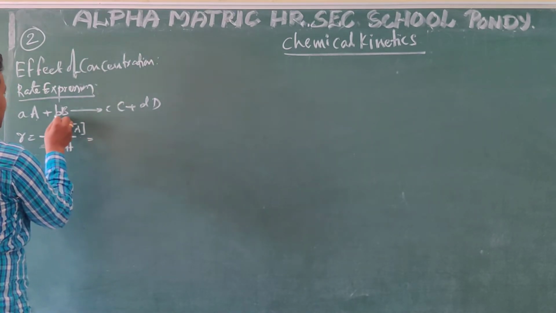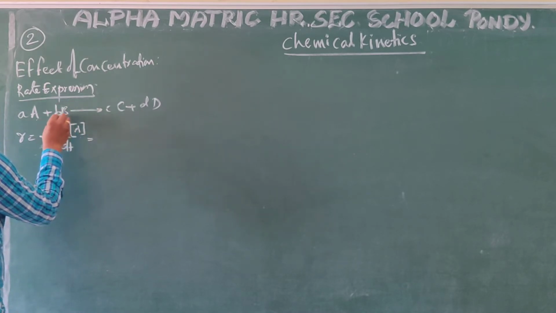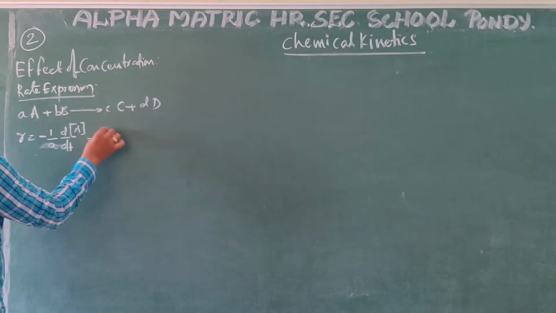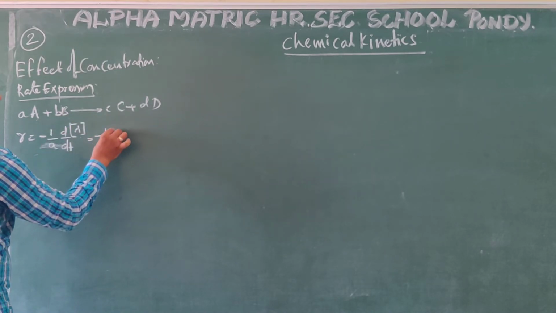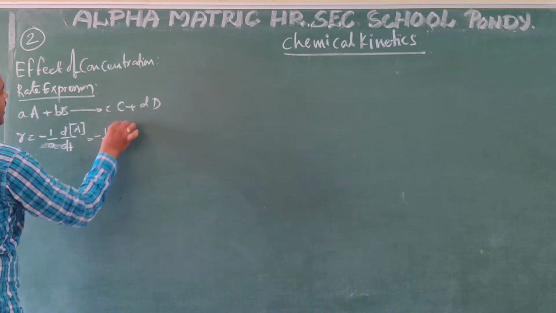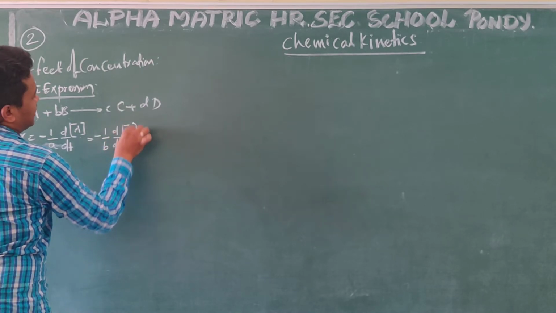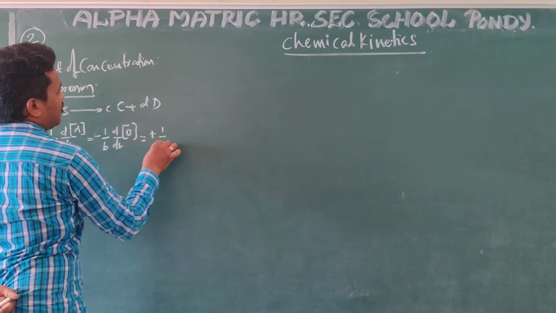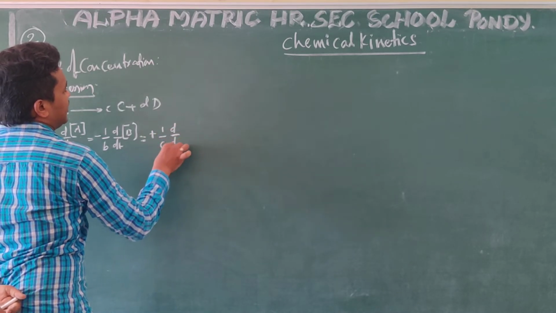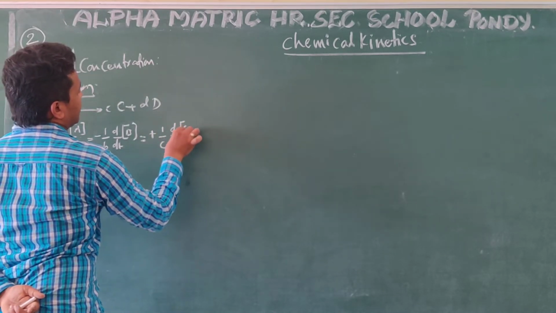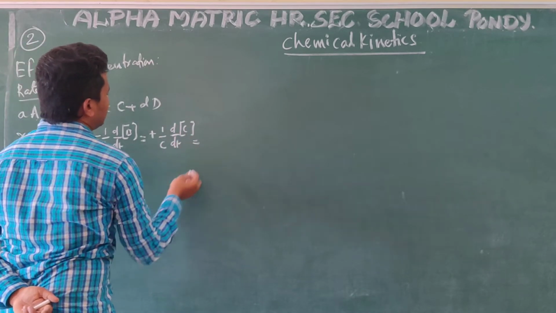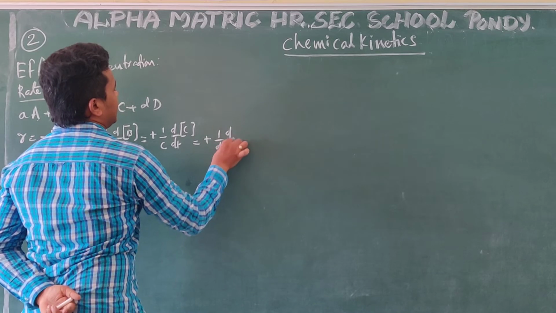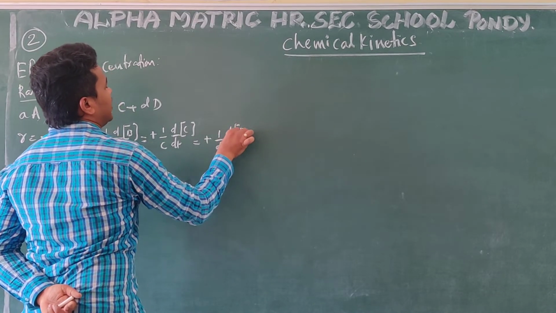That is equal to, again, B is also a reactant, it is also being consumed, so a minus sign: for b moles, I need 1 mole, so minus 1 by b, d by dt of the concentration of B. That is equal to C forming, so positive: 1 by c, d by dt of the concentration of C. That is equal to plus 1 by d, d by dt of the concentration of D.